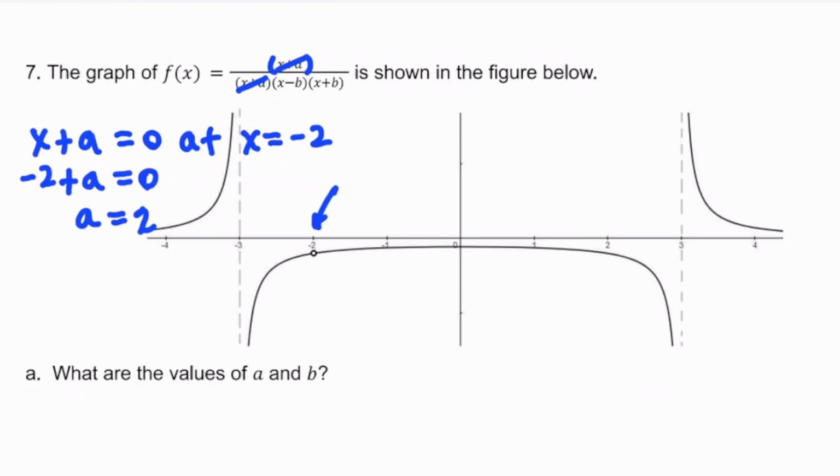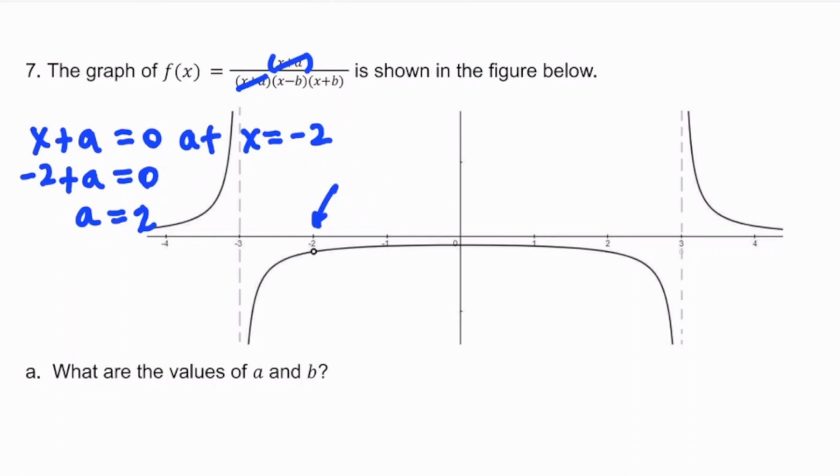Then as far as b goes, I'm going to be able to find that after canceling the factors of the denominator. Okay, so that's x minus b and x plus b. So I'm seeing negative 3 and 3. Okay, so b must be 3, right? Yeah, x minus 3, x plus 3, that would give me vertical asymptotes at x equals 3 and negative 3.